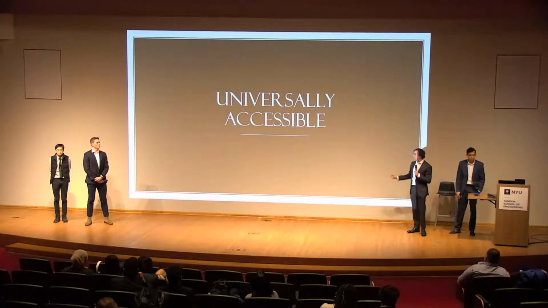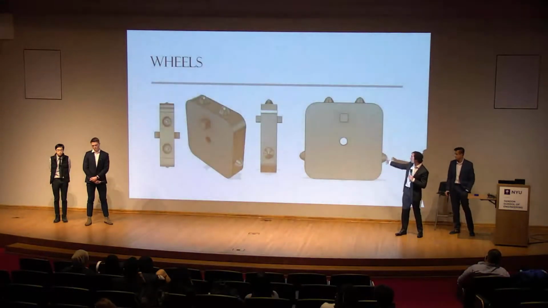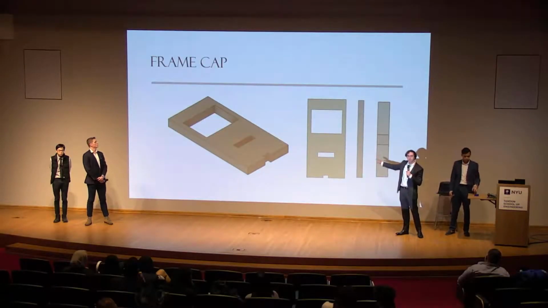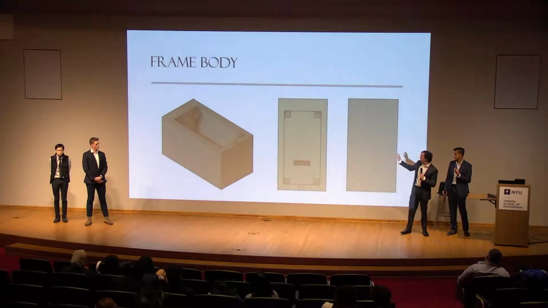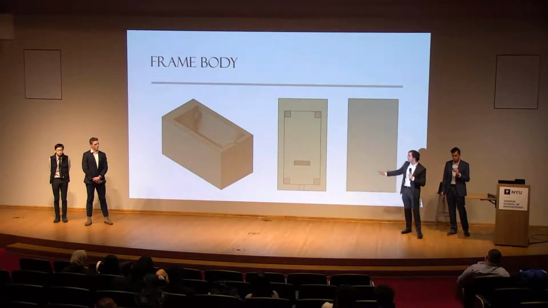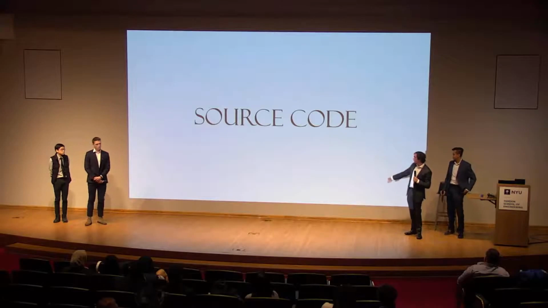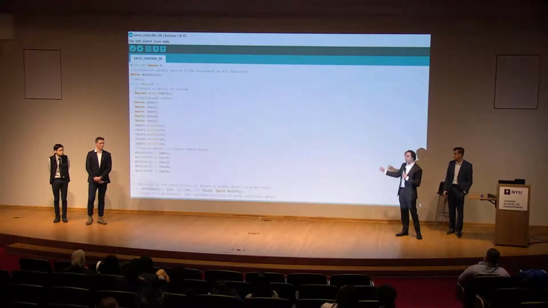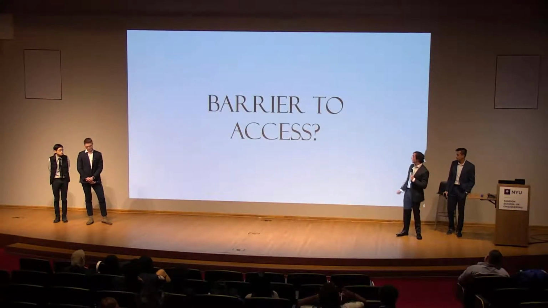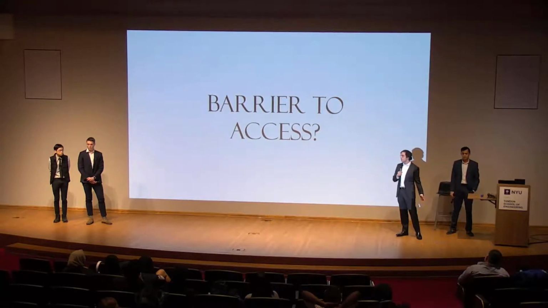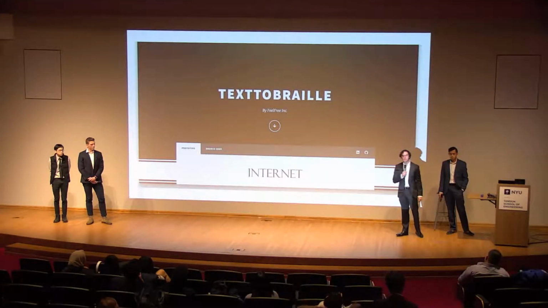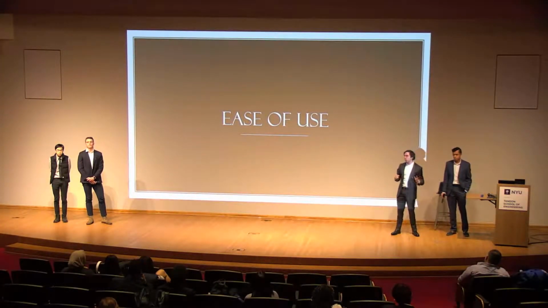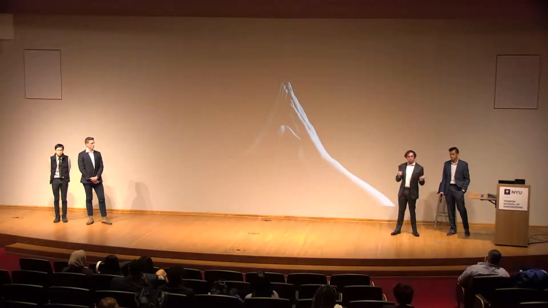When we say universally accessible, first we're going to show you our CAD drawing. So this is a Braille wheel. This is 1/3 of the Braille character. This is the frame, which houses the servo and the wheels. And that was the frame cap. This is the frame. And this is our character recognition code. And then this is our Arduino code to control the servo. All you need to do to access these things is have an internet connection and go to our website. As far as easy to use, everyone's born with this. 10 fingers. That's all it takes.